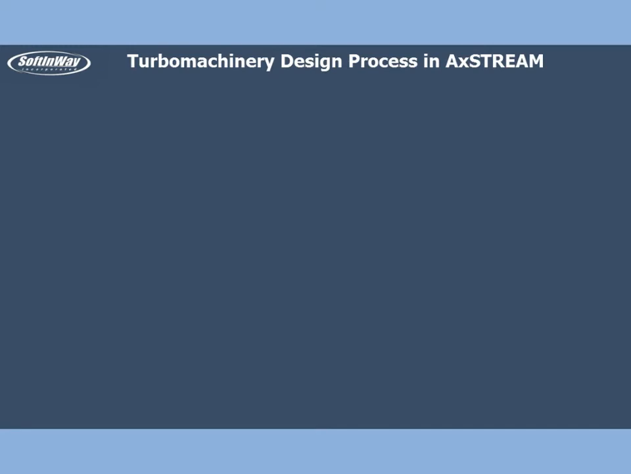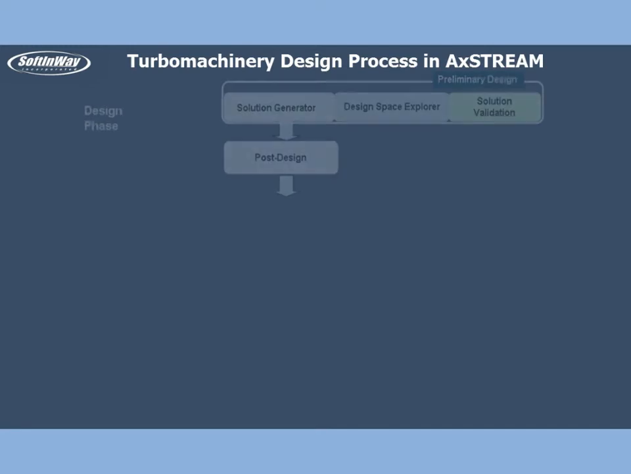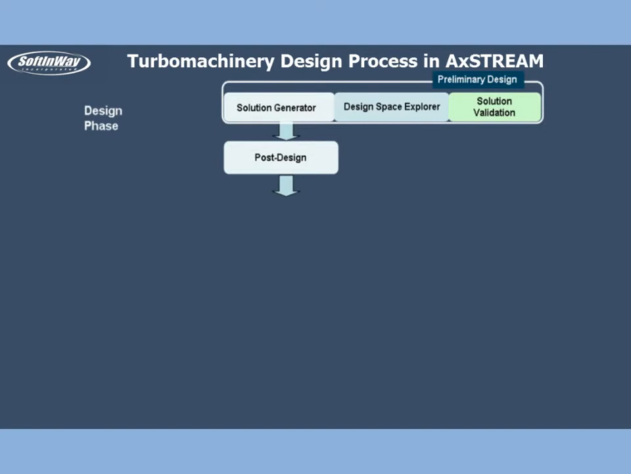Turbo machinery design process in AxSTREAM includes 4 major phases. Design phase. Design phase includes preliminary design and post-design tasks. The main objective of preliminary design is to generate a number of solutions that are all suited to design specifications and select the most optimal one. Post-design task deals with the single solution chosen by preliminary design. Its task is to adjust the solution to particular design requirements, preserving machine performance.